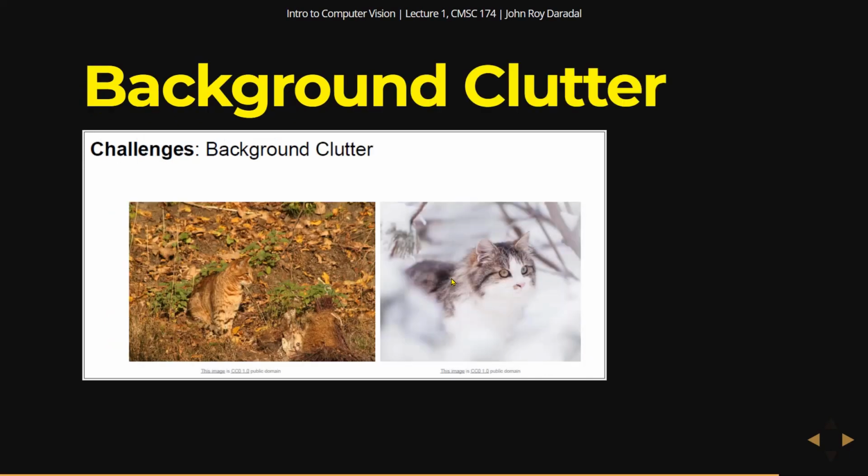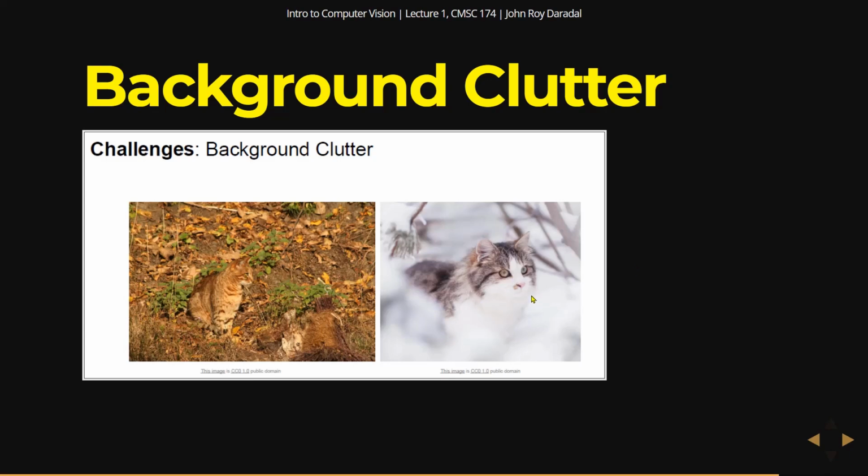And then adding to that, you also have background clutter. So sometimes when the object itself blends with the background, it's now even more difficult for the computer to figure out, or maybe even segment, because in the first picture, the cat is also orangey brown, like the ground itself. Okay, so it kind of looks like the cat is blending in with the background, so it would be difficult for the computer to segment this one out.